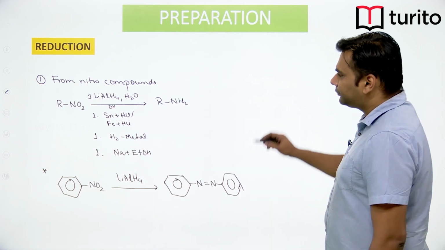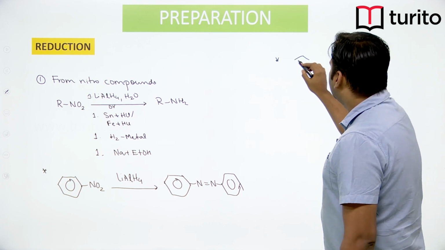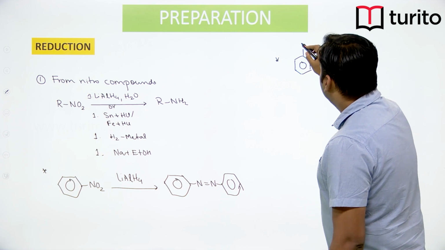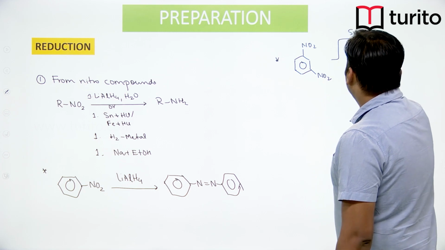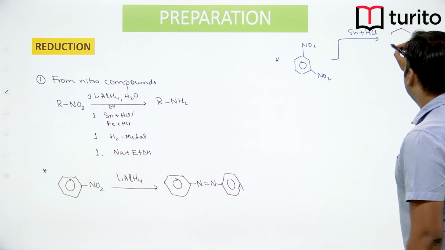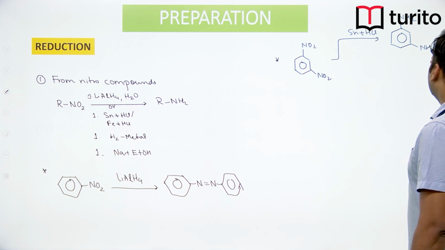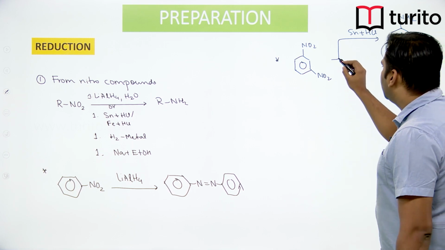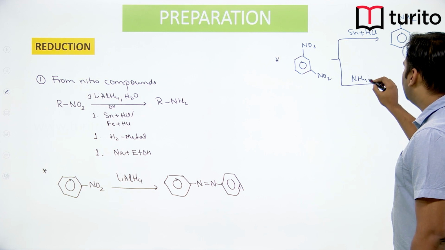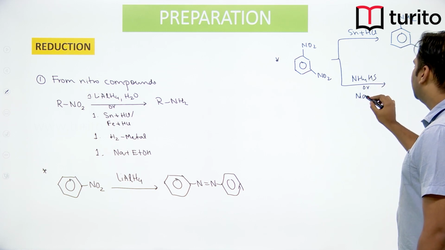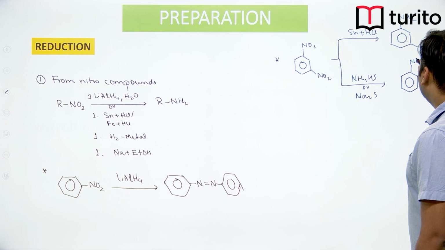Similarly, if we are having 2 NO2 in the benzene ring, okay, if we take tin plus HCl, this is a strong reducing agent, so it will reduce both NO2 groups into NH2. So in this reaction, both the NO2 are reduced into NH2. Okay. If we want to reduce only one of the NO2 groups, then we can take ammonium hydrogen sulfide or Na2S. These are also called as Zinin reaction. Okay. So one of the groups will get reduced.